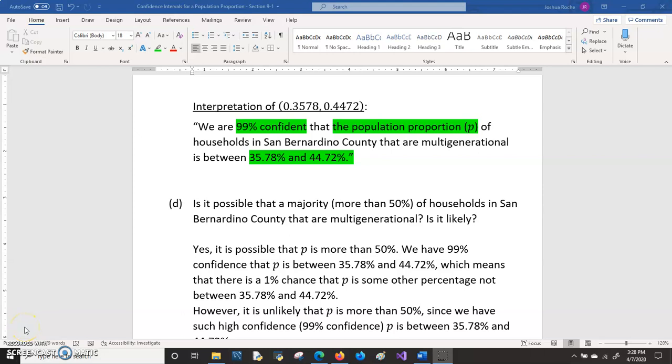In the last video, we finished part C of example 2, and this was the conclusion that we reached from that part. We completed the 99% confidence interval, and we got this result. 0.3578 was the lower bound, 0.4472 was the upper bound, and that was a 99% confidence interval, meaning that we're 99% confident that the proportion is somewhere between 35.78% and 44.72%.